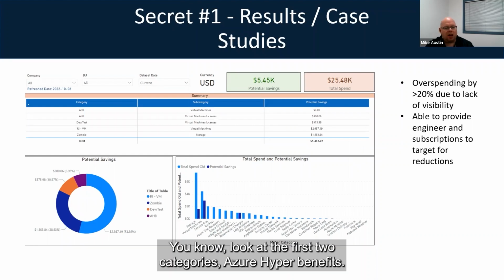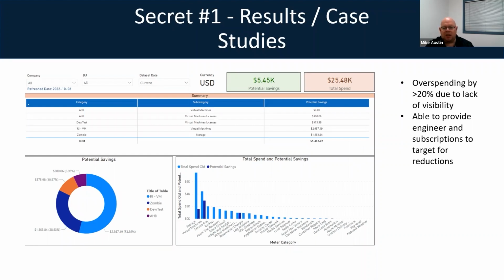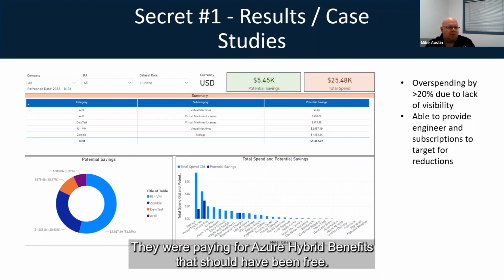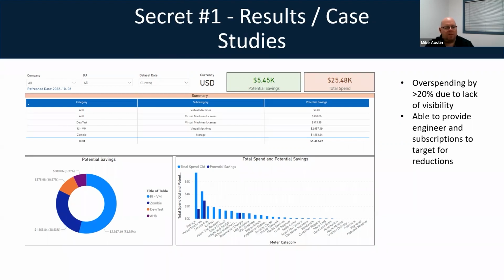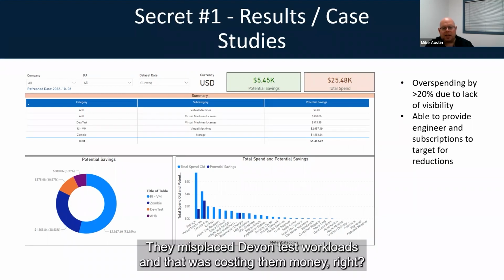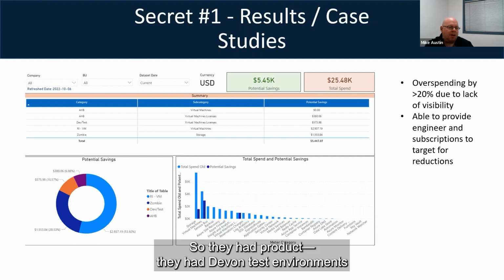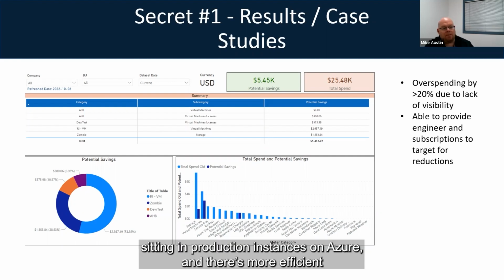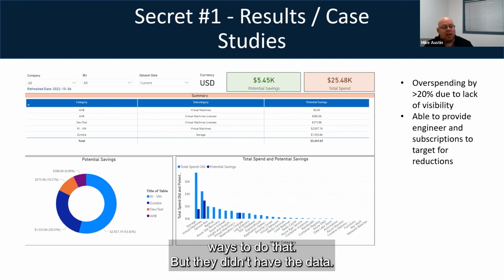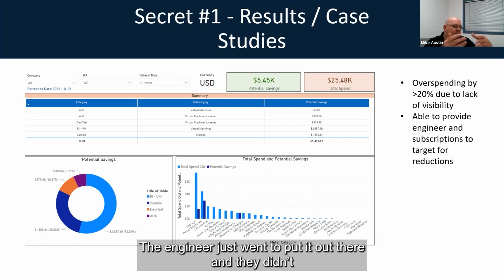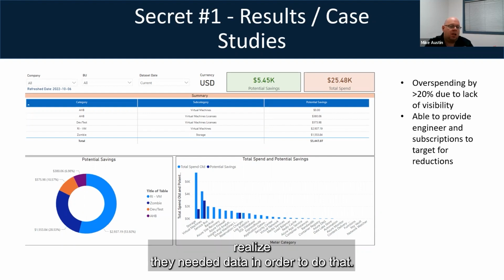Look at the first two categories, Azure Hybrid Benefits. They were paying for Azure Hybrid Benefits that should have been free. They misplaced dev and test workloads, and that was costing them money. So they had dev and test environments sitting in production instances on Azure, and there's more efficient ways to do that. But they didn't have the data. The engineer just went out and put it out there, and they didn't realize. They needed data in order to do that.